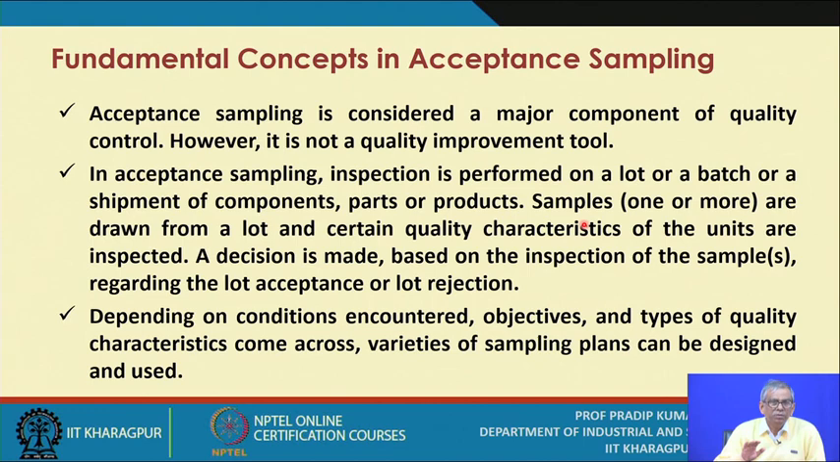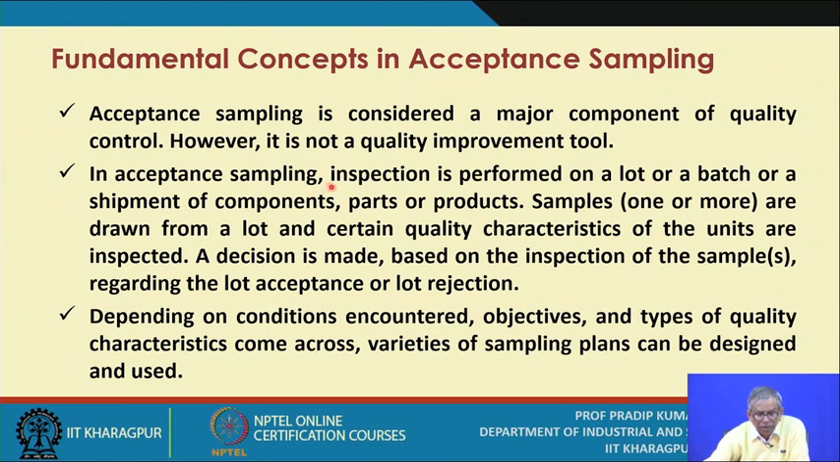Whereas it is a constant endeavor on the part of management to improve the quality of a product or a process. So what are the tools and techniques you need to use? Like the Taguchi method or some other quality improvement tools you will learn later on. Those are offline quality control tools and techniques you may use for quality improvement. But here, acceptance sampling is not a quality improvement tool. So this point you also must keep in mind.